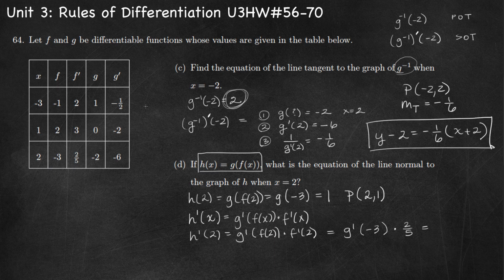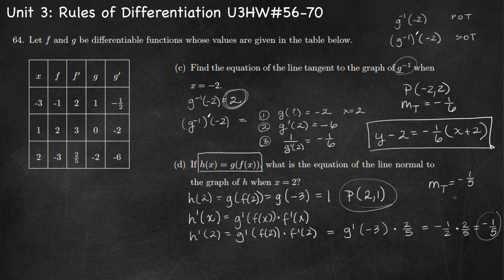G prime of -3 is -1/2. So -1/2 times 2/5 is -1/5. That's the slope of my tangent line. So I have my point and my slope of my tangent line. Slope of the tangent is -1/5.